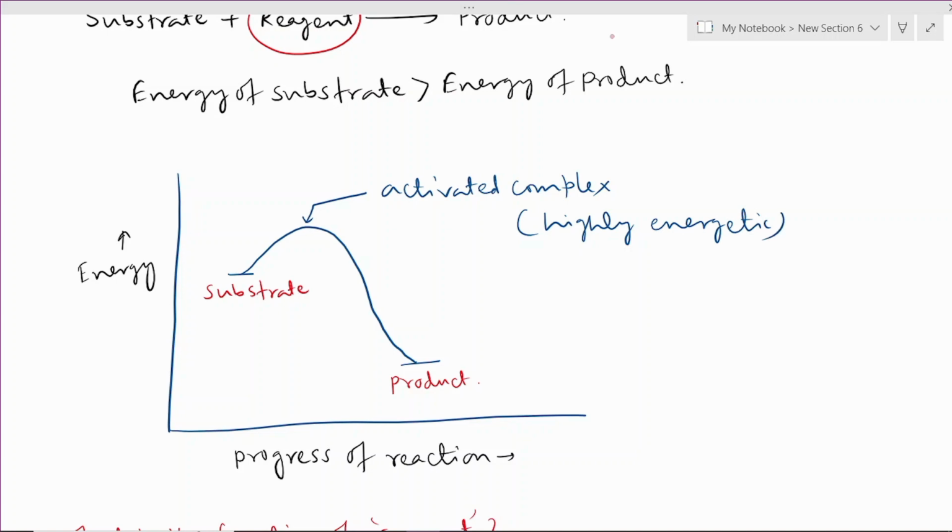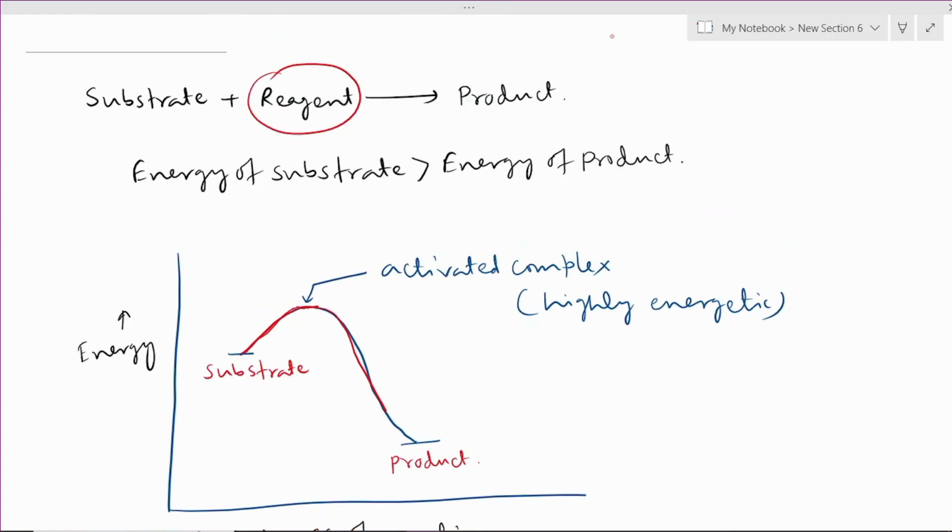Now, a question may arise in your mind that this activated complex may return back to the substrate. It may not go on to the product, because it is easier to return to the substrate than to the product, because much more energy is needed to reach the product. So the activated complex may return back to the substrate rather than be converted into product. Well, your question is absolutely right. That's the reason behind not all the reactant molecules being converted into product molecules.